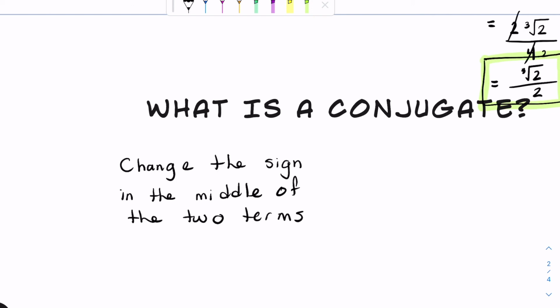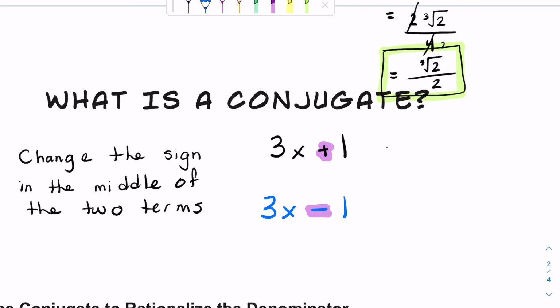For example, if we had 3x plus 1, the sign is plus 1, so the conjugate would be 3x minus 1. These two are considered conjugates.